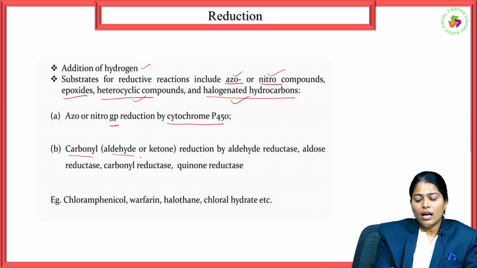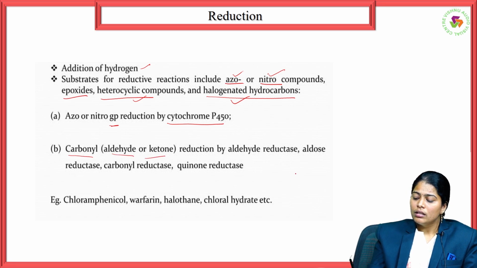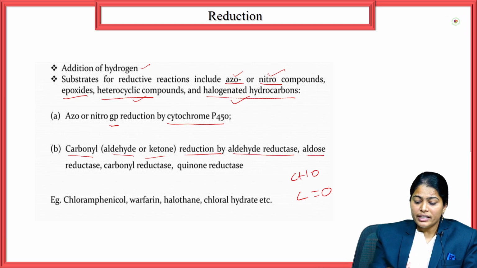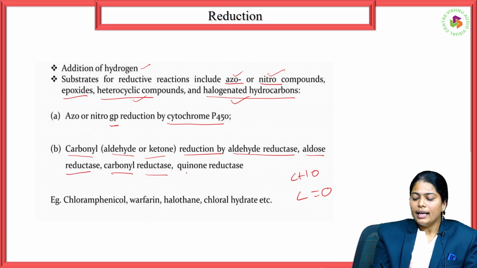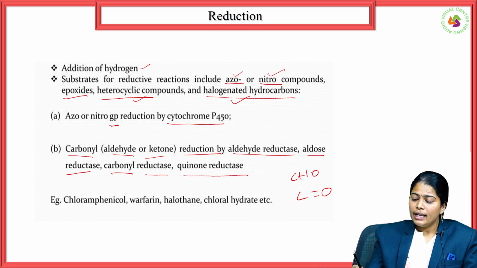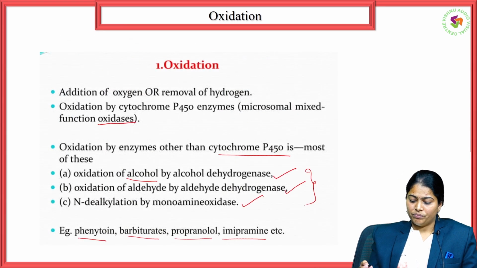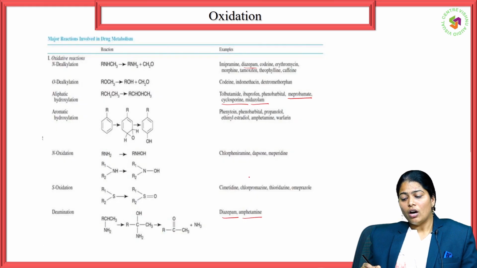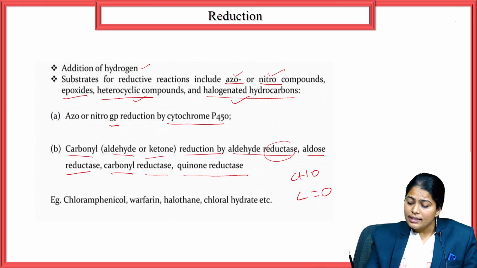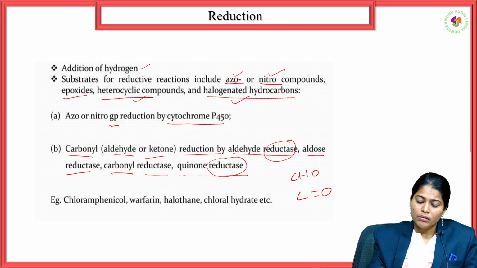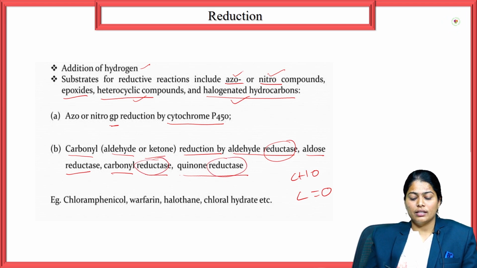Carbonyl means aldehyde or ketone. Aldehyde means CHO. Ketone means C double bond O. All these carbonyl reductions are done by aldehyde reductase, aldose reductase, carbonyl reductase and quinone reductase. So here, in the last slide we discussed oxidation, where all the enzymes are oxidases and dehydrogenases. Here all the enzymes are reductases, which participate in the reduction reactions.